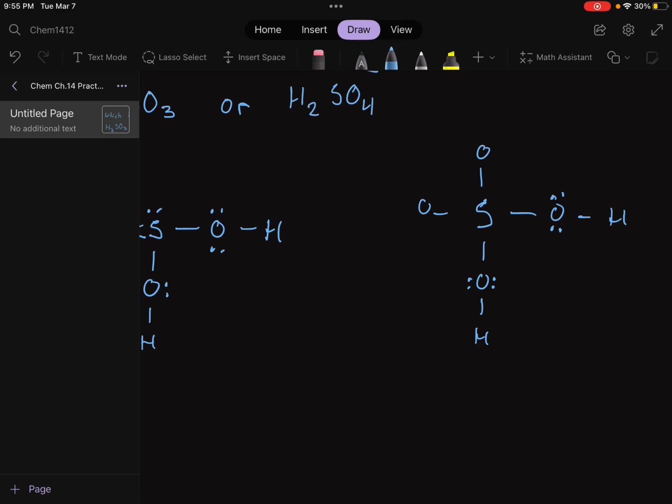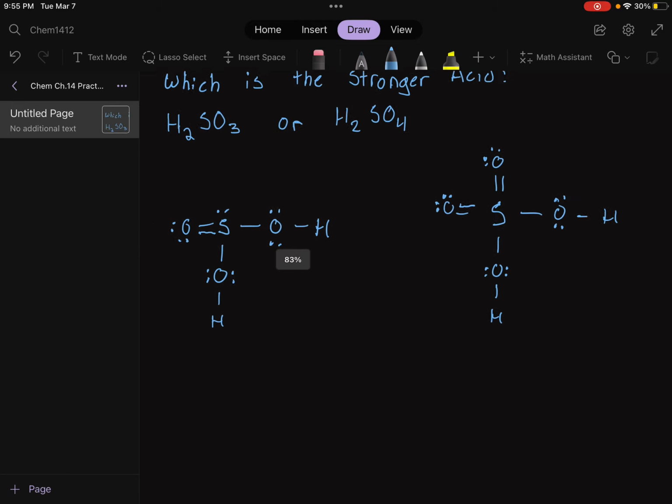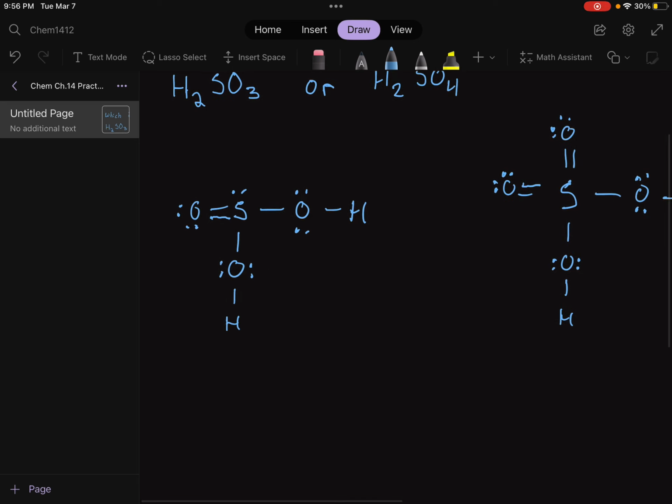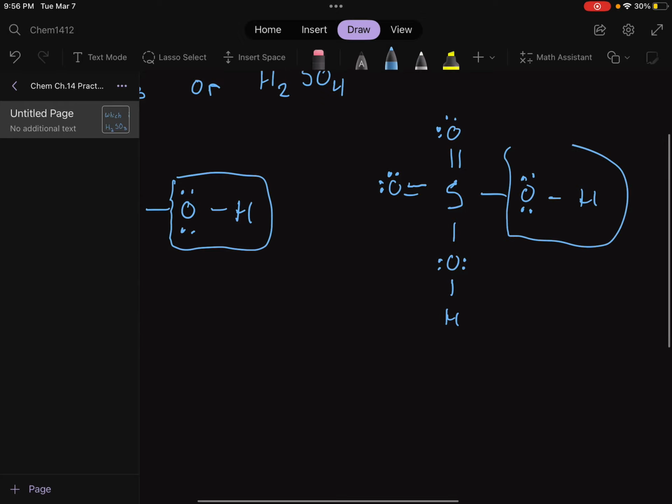Then we know these two up here are going to be double bonds with the S. And the valence electrons are going to be 1, 2, 3, 4, and 1, 2, 3, 4. Now, after drawing the Lewis dot structures, we take the conjugate base of it. So let's take the OH on this one. It's going to be on this side. And we also take the OH on this side over here.